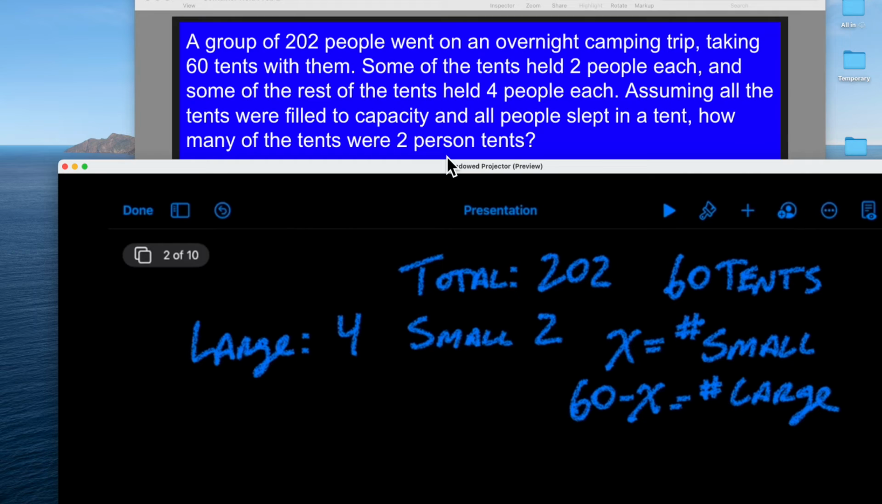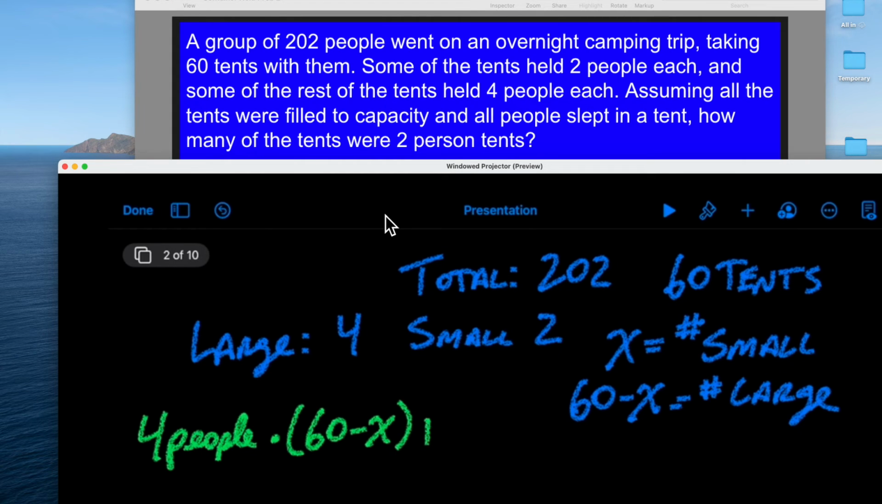Now we come up with an expression for the contribution for each type of container. Let's do the large container first. The large container is going to hold 4 people. And how many large do we have? 60 minus X. Plus, the small is going to contribute 2 people per tent, and we have X tents, and that's going to give us a total of 202 people.